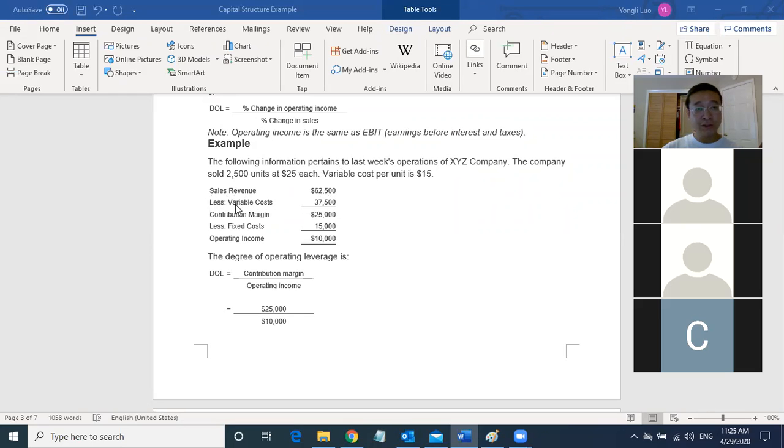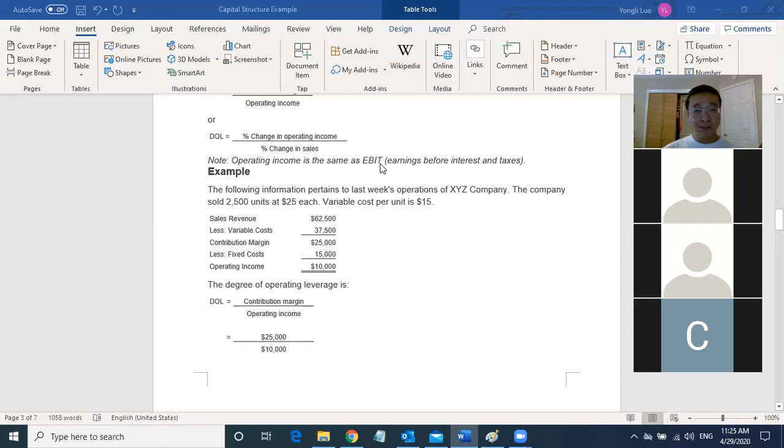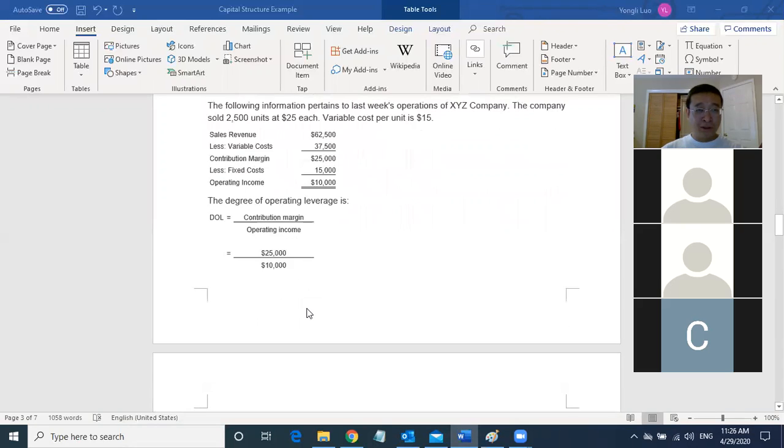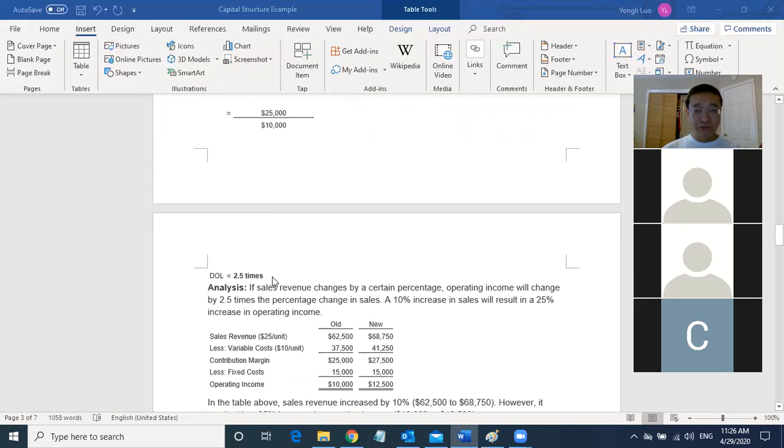Your total sales minus your variable cost is called the contribution margin, which is 25,000. Then you subtract your fixed cost of 15,000. That's your operating income, which is also called EBIT in your income statement. So the degree of operating leverage is your contribution margin divided by operating income. The contribution margin is 25,000 and operating income is 10,000, so the degree of operating leverage is 2.5.